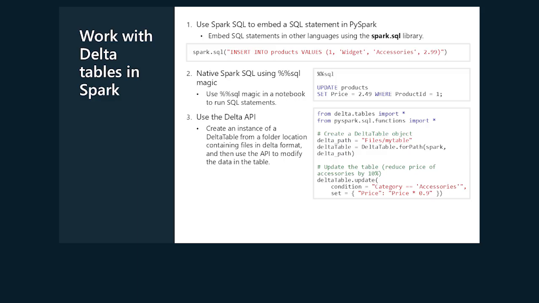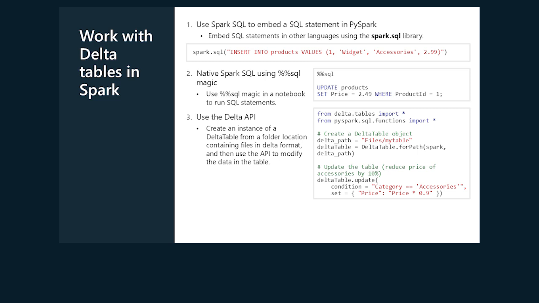Alternatively, you can use, again, of course, the %%sql magic command in a notebook to run your SQL statements too. Here we are using SQL to update the products table by setting the price to 2.49 where the ProductID is equal to 1.